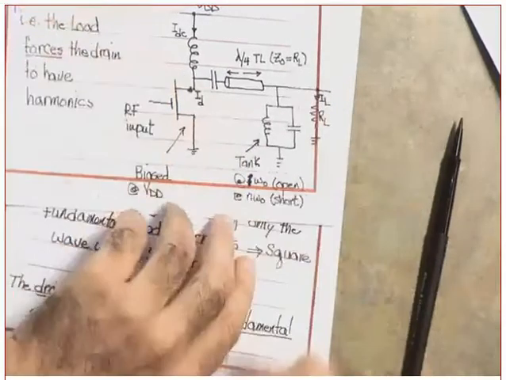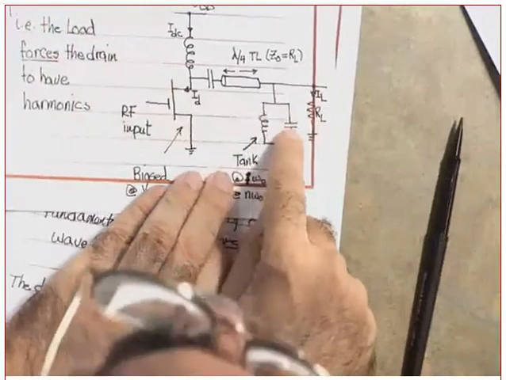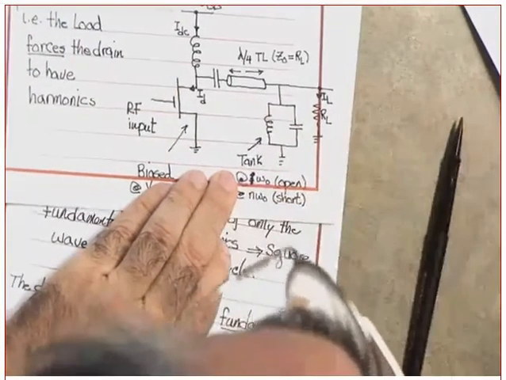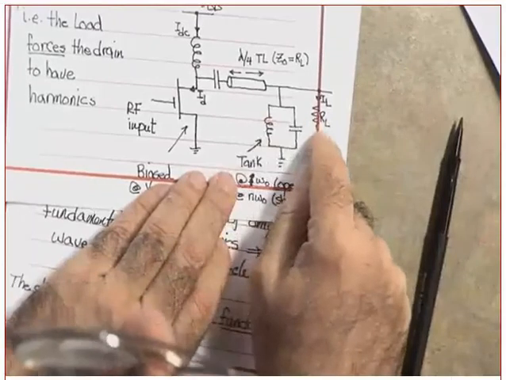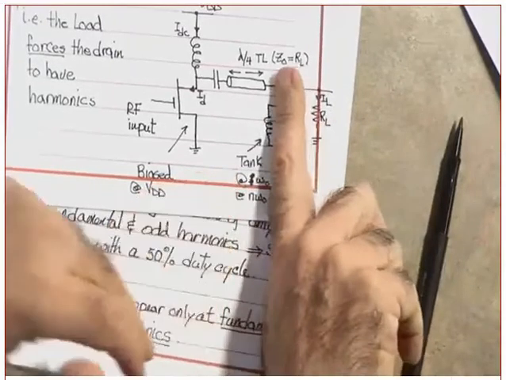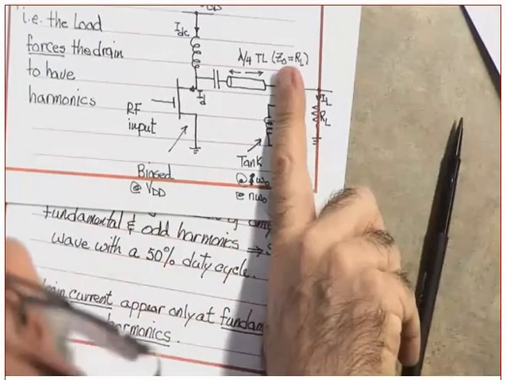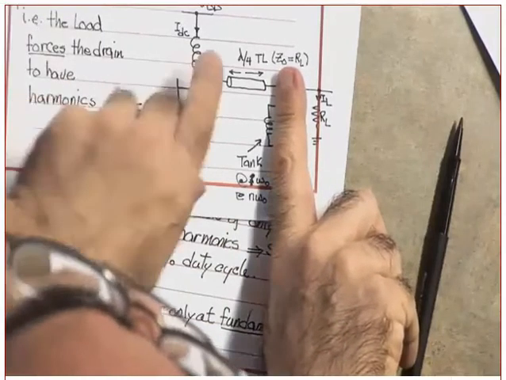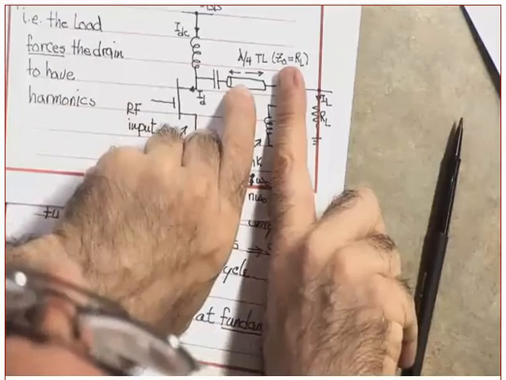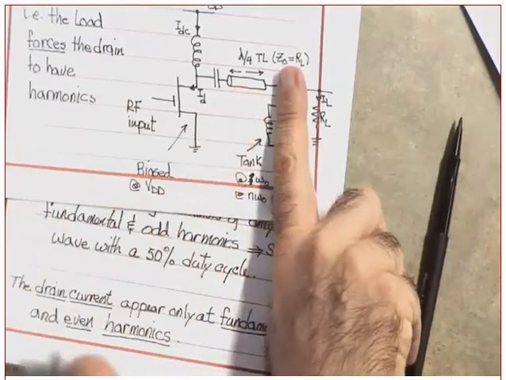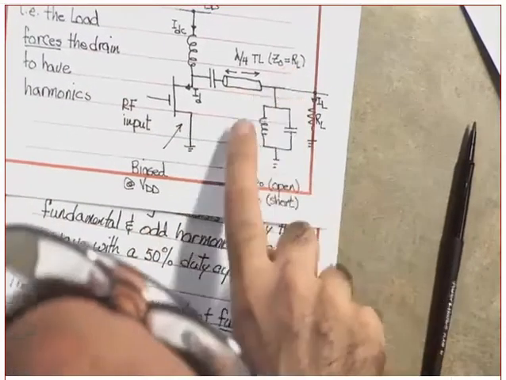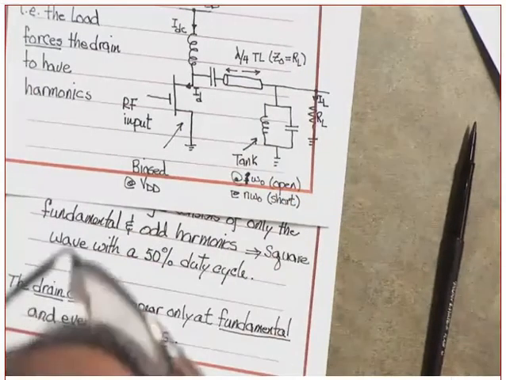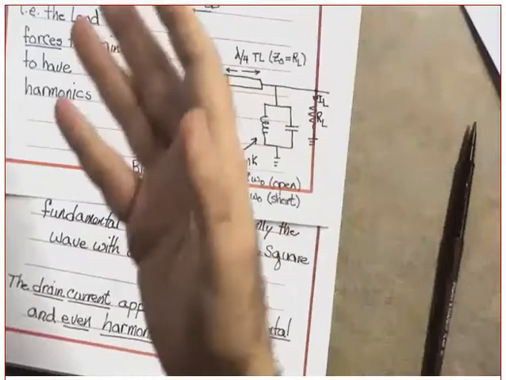Yes? Now, even harmonics. What is this one behaving as? It's still a short. You agree? Short. With RL? Short. Yes? But now we do have even harmonics. Yes or no? In an even harmonic, what does the length of the wavelength become relative to the length of the transmission line? At even harmonics, the transmission line behaves as lambda by 2 rather than lambda by 4.